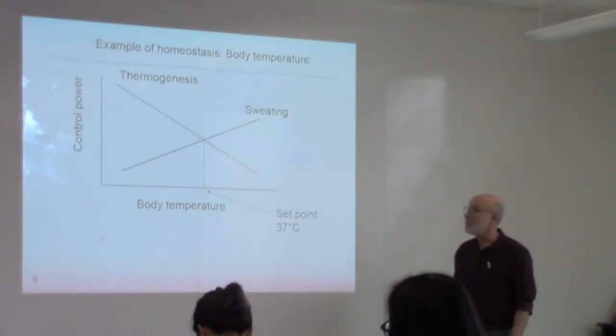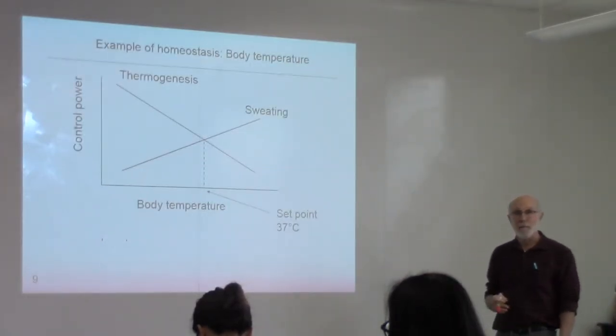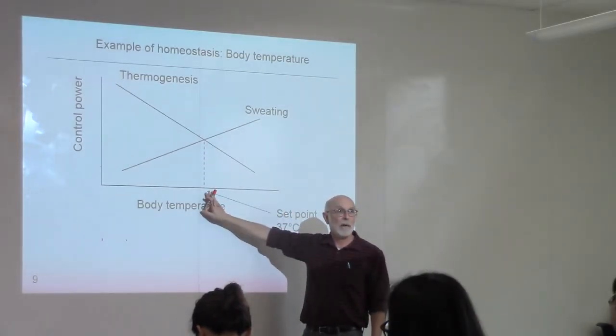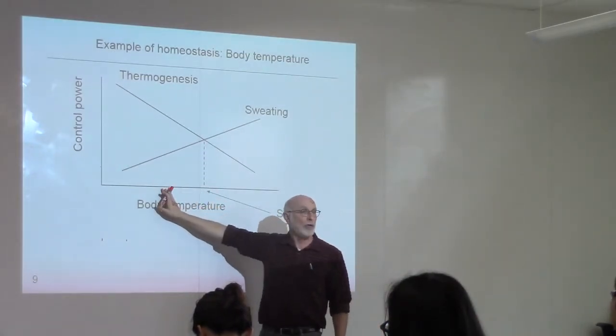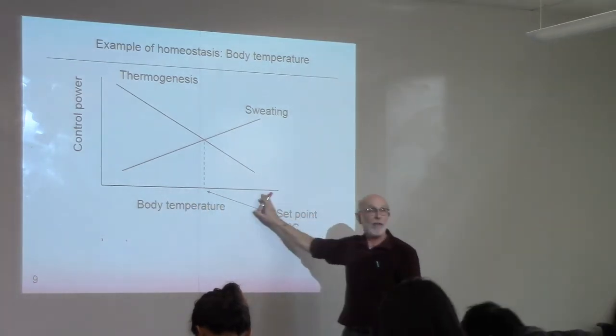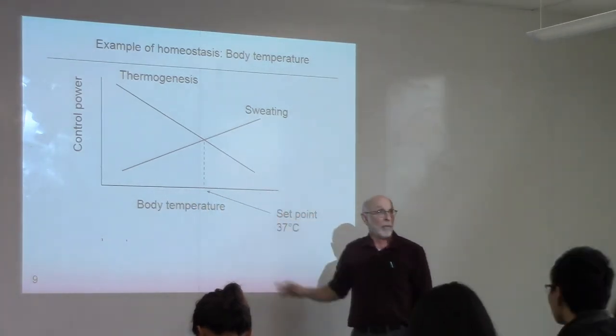And we actually have the same system in our body temperature. Your body has a set point, 37 degrees Celsius. If you get colder than that, it's called hypothermia. If you get hotter than that, it's called fever. We have a set point.